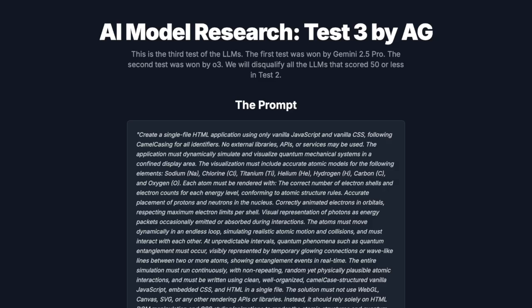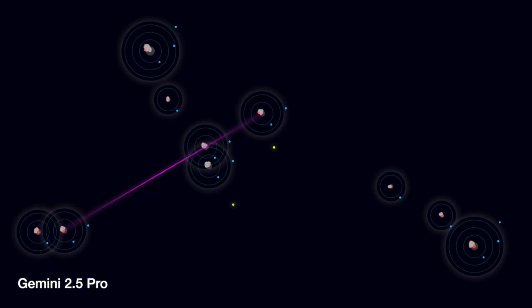Now, for the ultimate challenge, Test 3, Quantum System Simulation. This prompt was extremely difficult. The models had to simulate quantum systems. This included accurate atomic models for multiple elements. For this test, we disqualified any LLMs that scored 50 or less in Test 2. After the disqualifications, our contenders for this quantum leap were O3, Gemini 2.5 Pro, and Gemini 2.5 Flash.